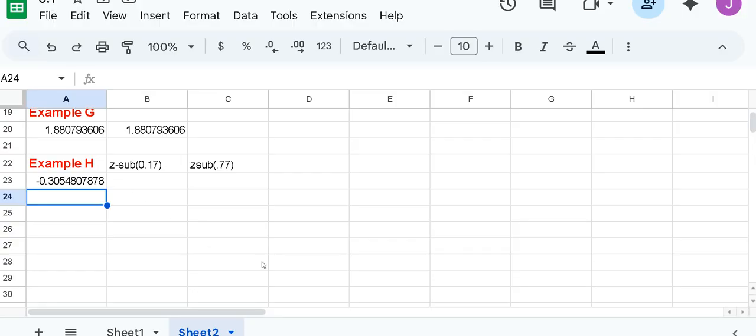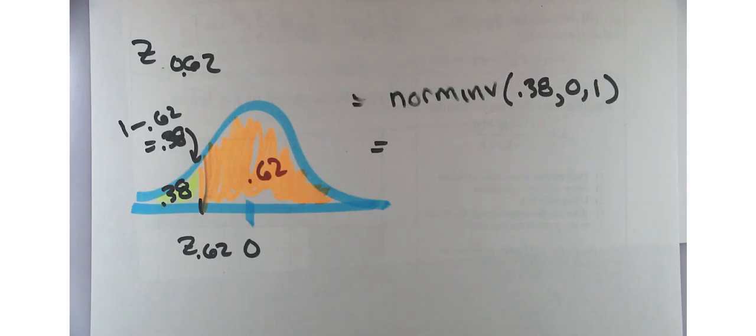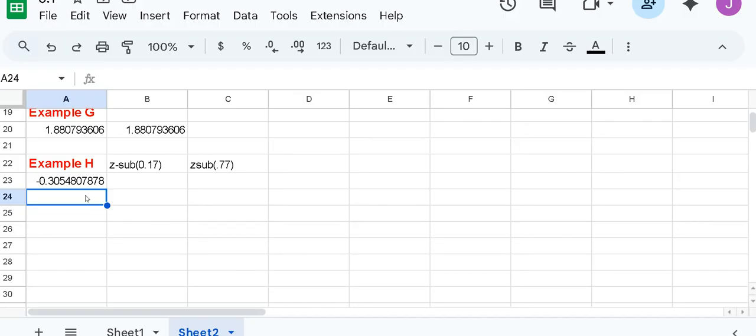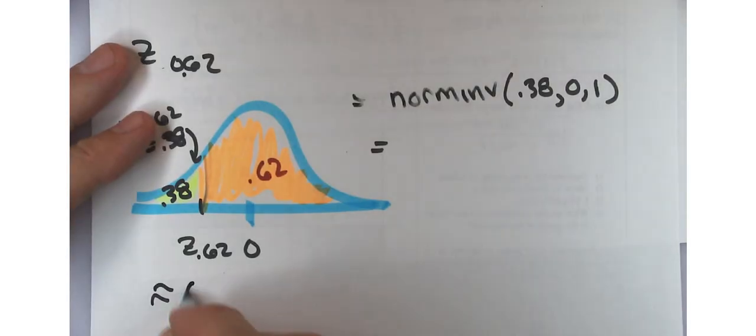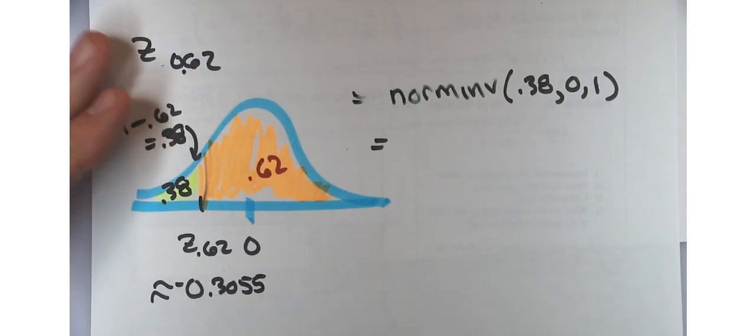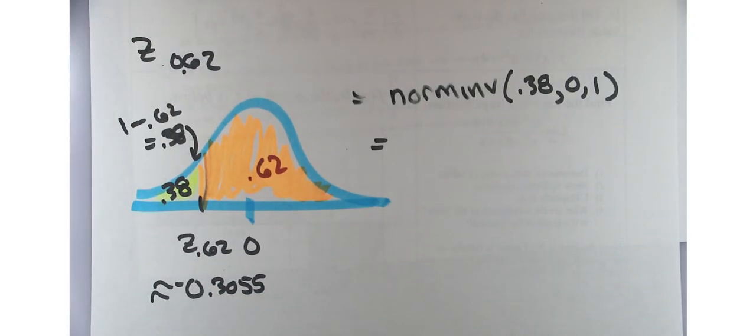What I'm trying to get you to do is really be critical of your answers here, so that if you get something that's positive and you expected something negative, you're going to go back and fix it. So negative 0.3055 is approximately the correct z value here. Negative 0.3055. Okay. Whew.